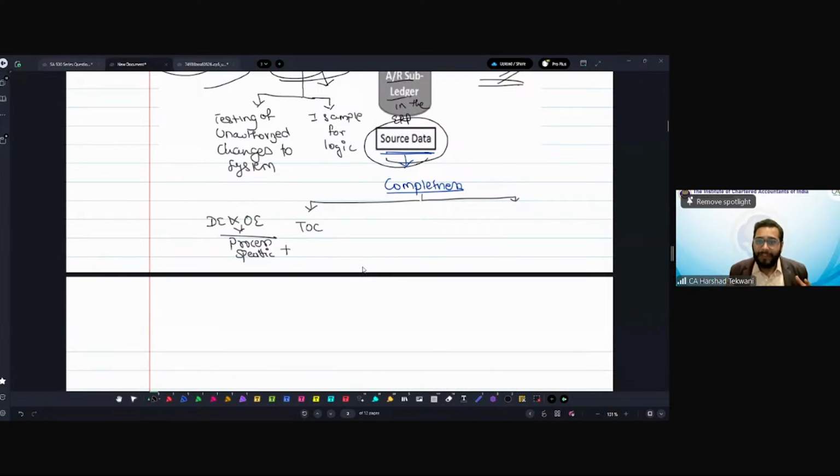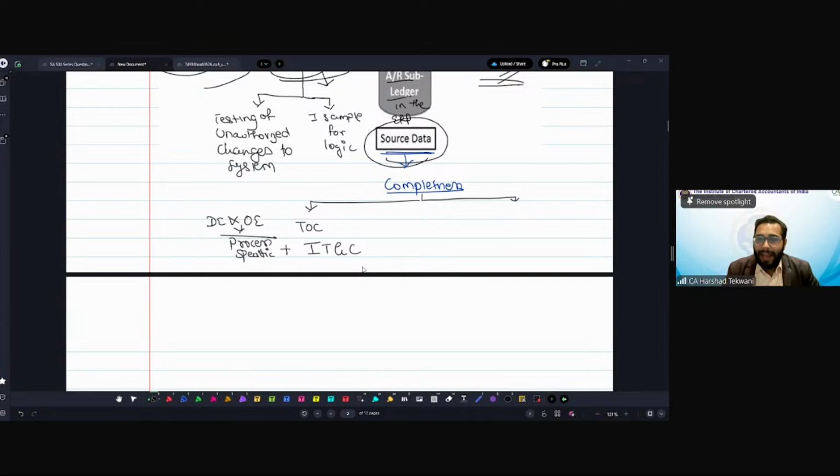Other than process specific control, is there any other control that you will check? Something that you might recall that we check. Yes, sir. IT related general control. IT related controls, sir. For example, IT general control, simple.